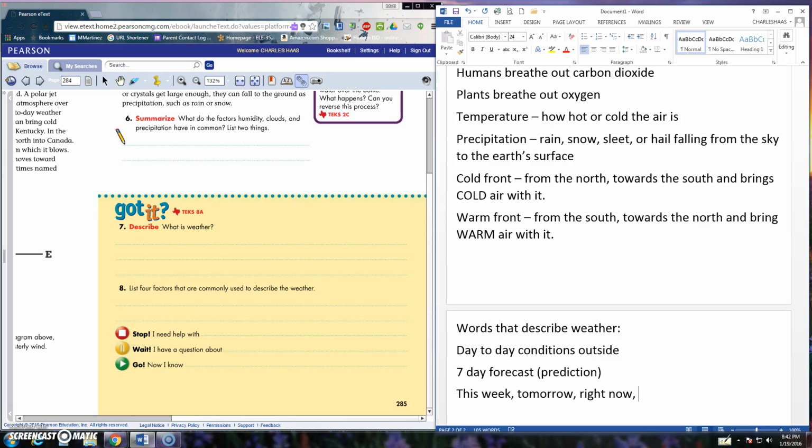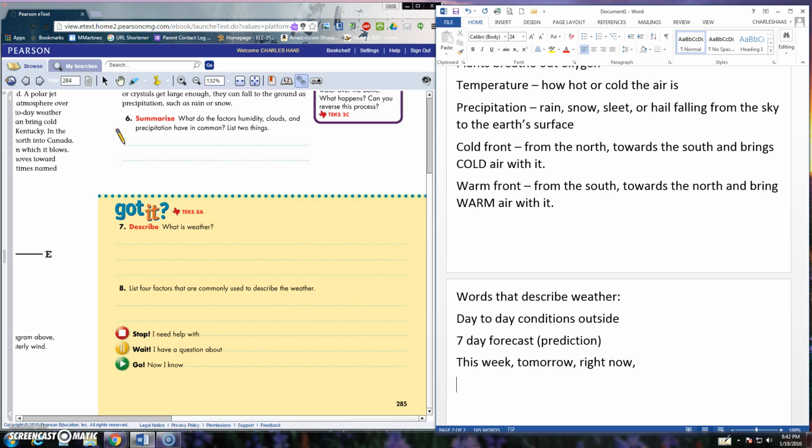Right now, maybe not sunny. We're talking about time words, times that describe the weather. Maybe we should add these: the next few hours, over the next week, over the next few days, this afternoon, tomorrow morning, any words that are a short period of time. That's what we need to add, a short period of time.